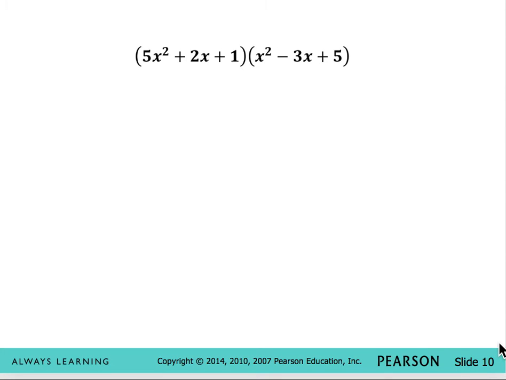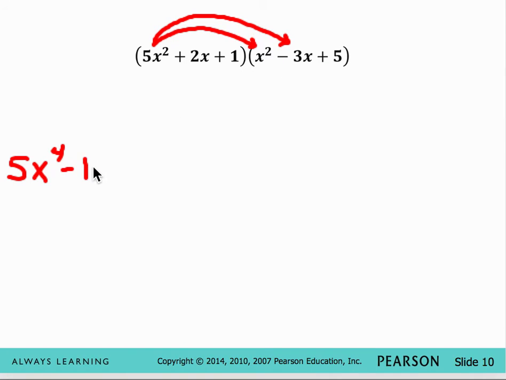All right, one more time. A trinomial times a trinomial. Now notice FOIL would not work here, but it doesn't matter. All I'm going to do is multiply every one of these terms by every one of those. Let's start with the 5x squared. 5x squared times x squared, 5x to the 4th. Okay. 5x squared times negative 3x. 5 times negative 3, negative 15. X squared times x would be x cubed. 5x squared times 5, so 25x squared.